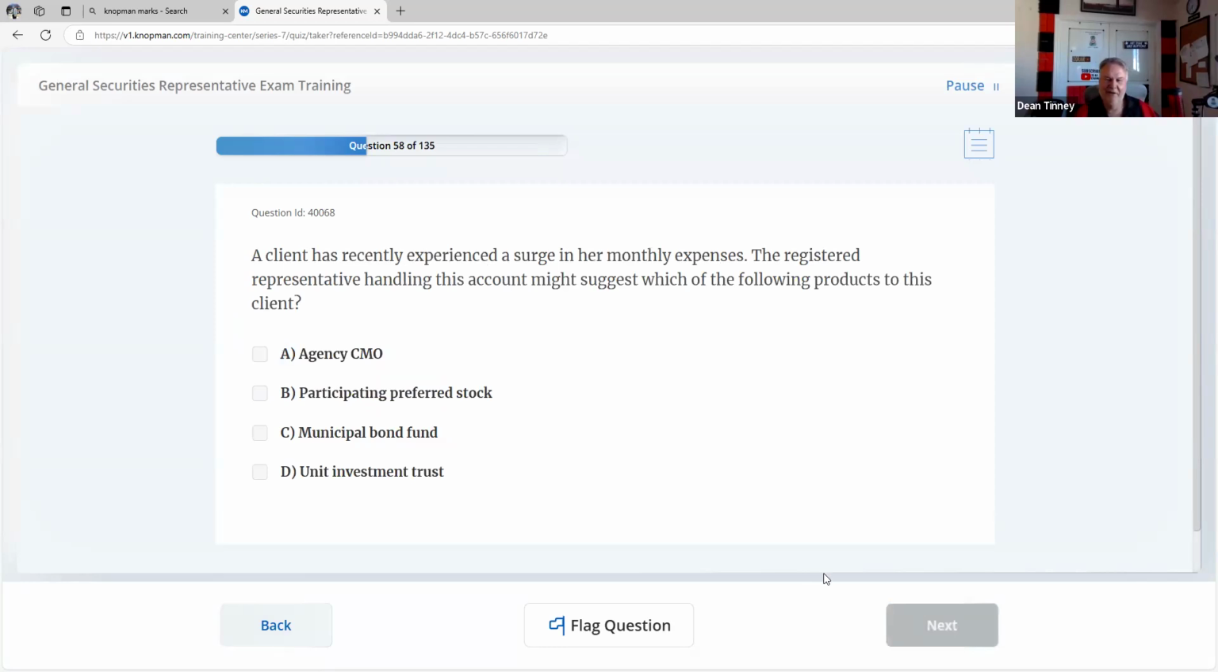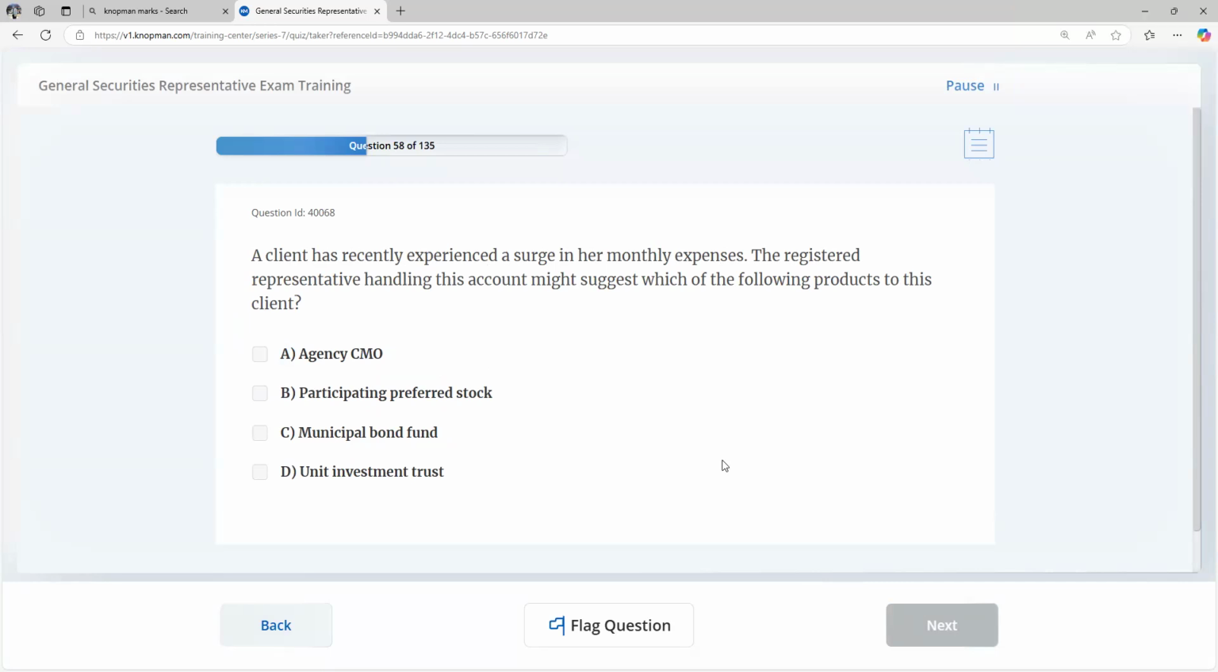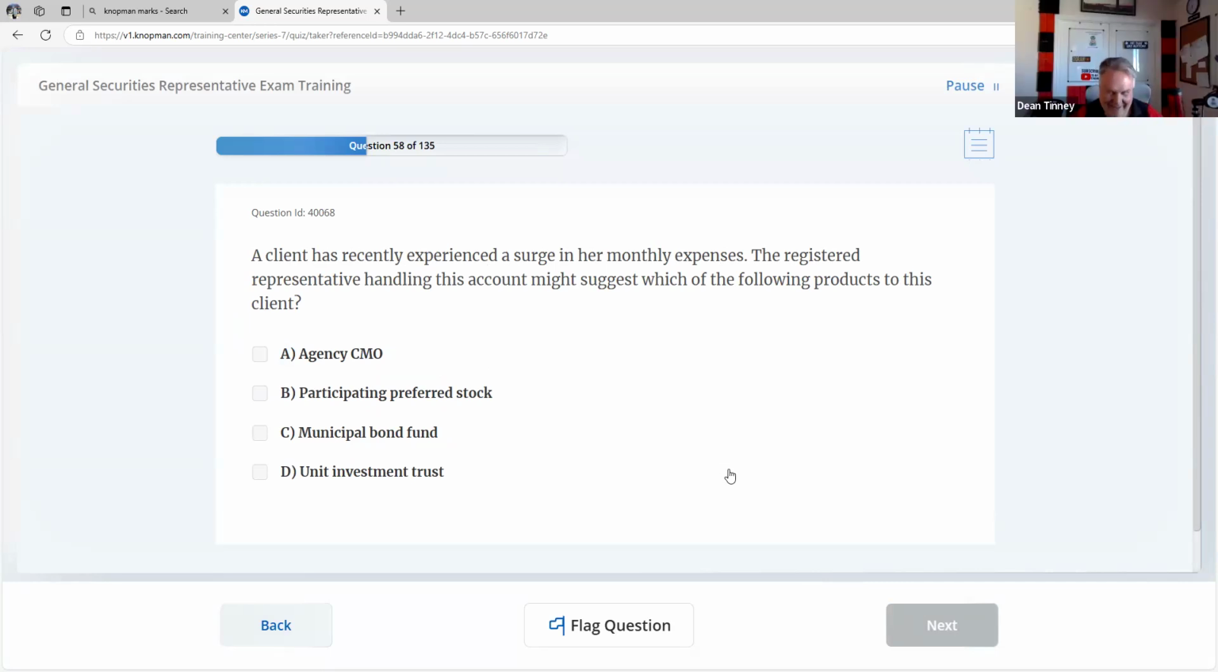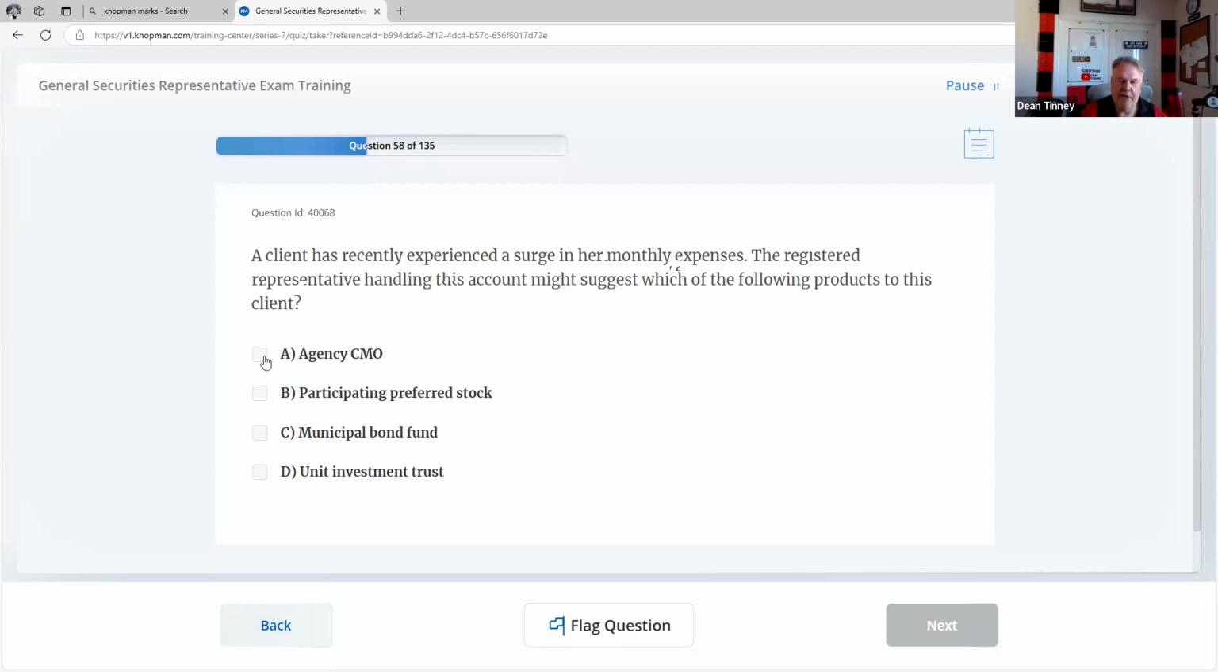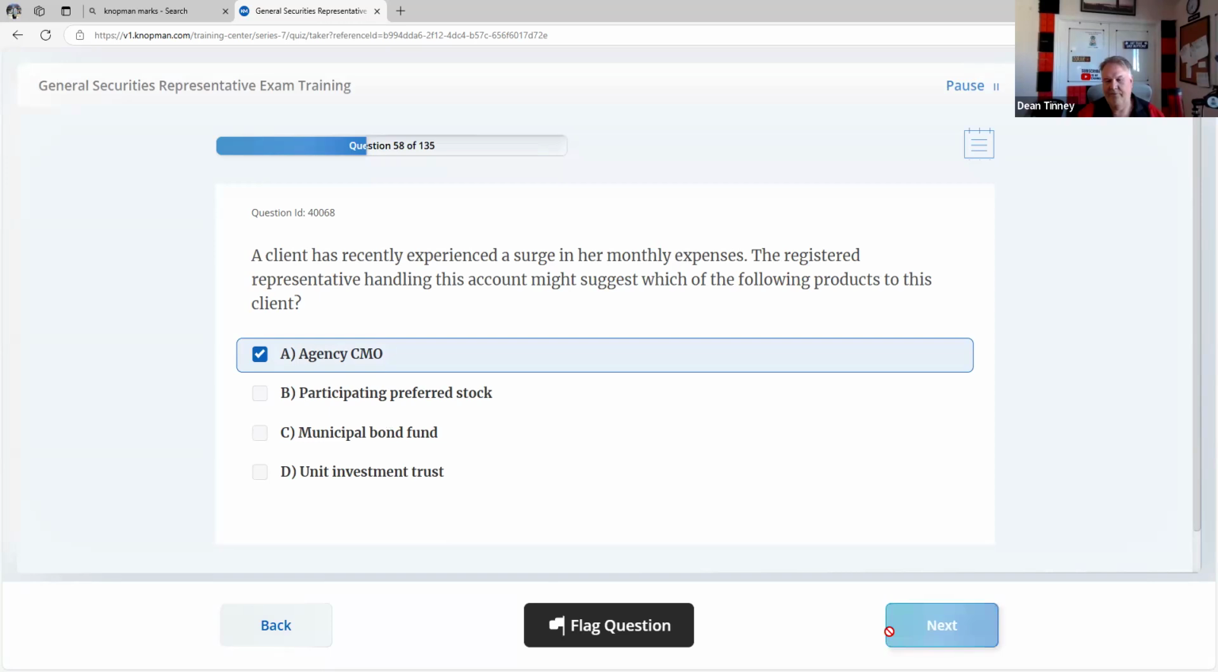A client has recently experienced a surge in her monthly expenses. The registered principal might suggest which of the following products to this client. What does she mean by a surge? I have no idea. I think the key is she could use monthly income is how I am thinking of this. So I could be wrong, but a client has recently experienced monthly expenses. I don't think it's B, C, or D. I would probably go agency C, because mortgage pass-throughs pay monthly. We'll see. Yeah, I think that's the best. Now, I would prefer it had a Ginnie Mae here instead of a CMO, but it is what it is.